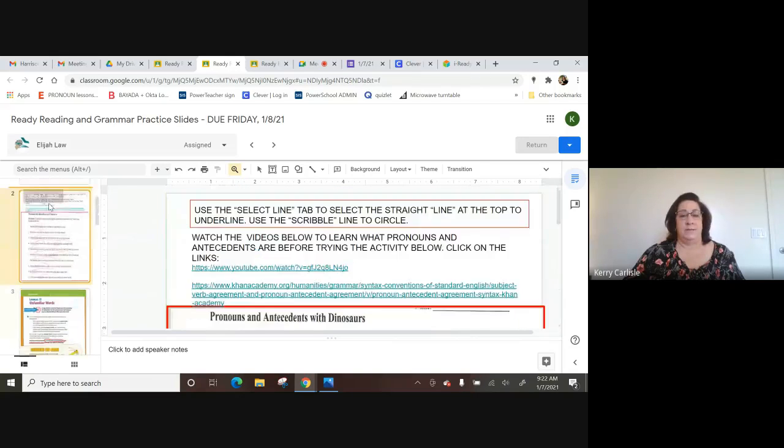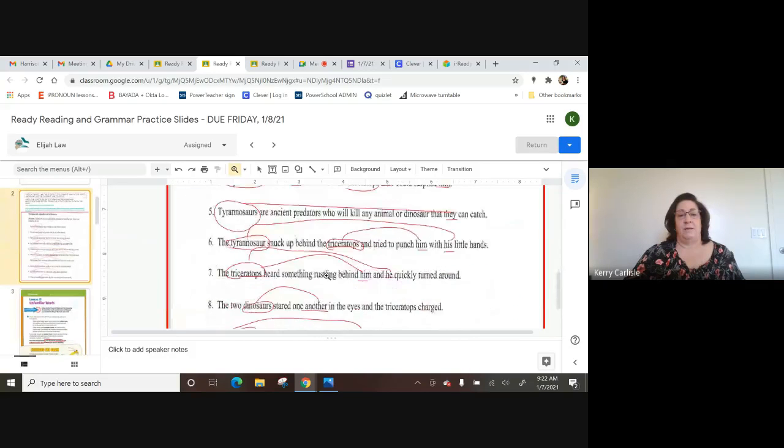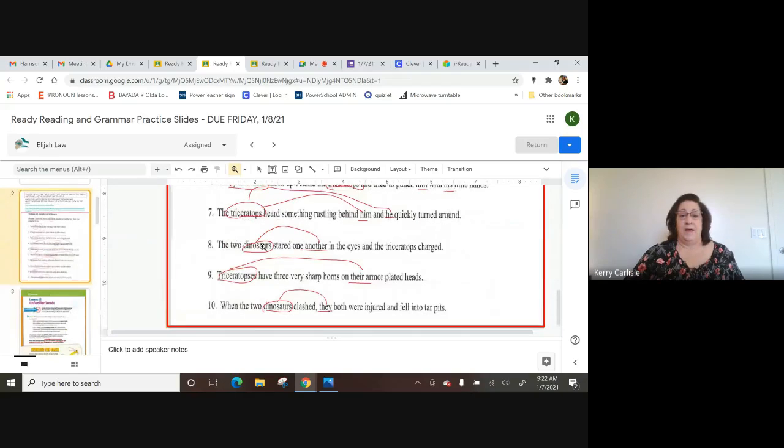Another tricky one is number 8. Sorry about that. Number 8 is also tricky because a lot of people are circling dinosaurs. They see that that's the antecedent. That's the noun that this is about, right? But where the heck is the pronoun? So in this case, another is a pronoun that is standing for dinosaurs. We're going to talk some more next week about some of these words like that and this and another that can also be pronouns that stand for something. Okay, they take the place of saying the dinosaur again.